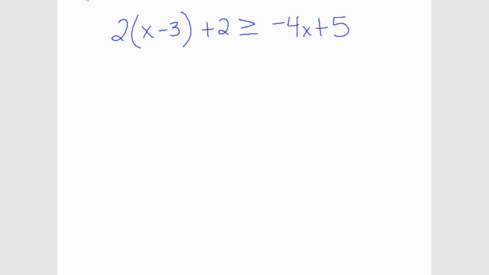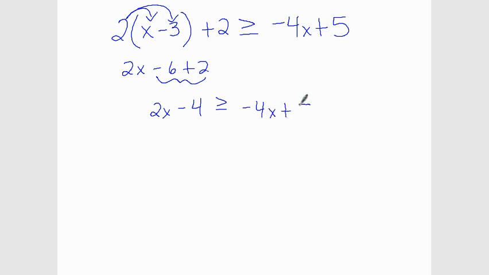So I'm going to start by distributing this 2. I get 2x minus 6 plus 2. Then I'll even go ahead and take a second to simplify this. So I get 2x, negative 6 plus 2 is negative 4. And then I get negative 4x plus 5. So I'm going to go ahead and add 4x to both sides. And honestly, why not? This cancels.